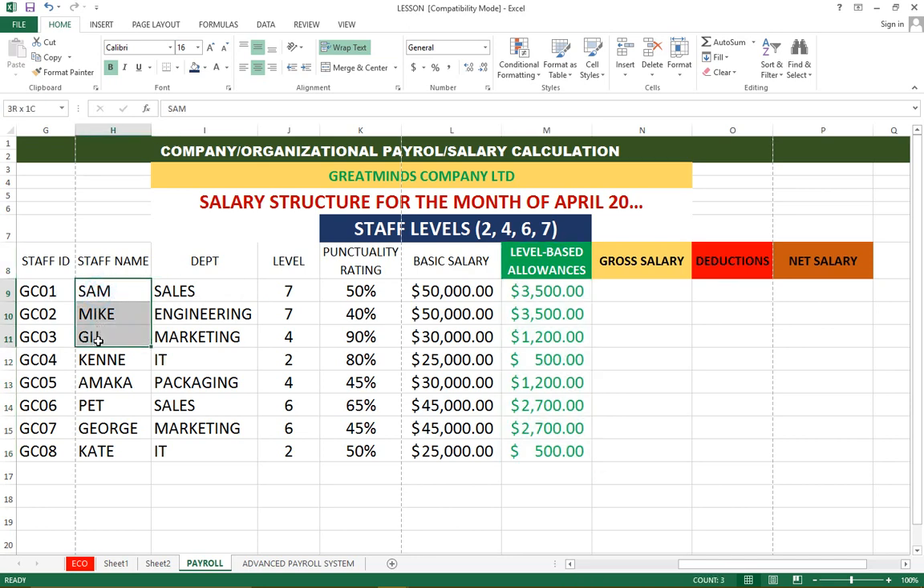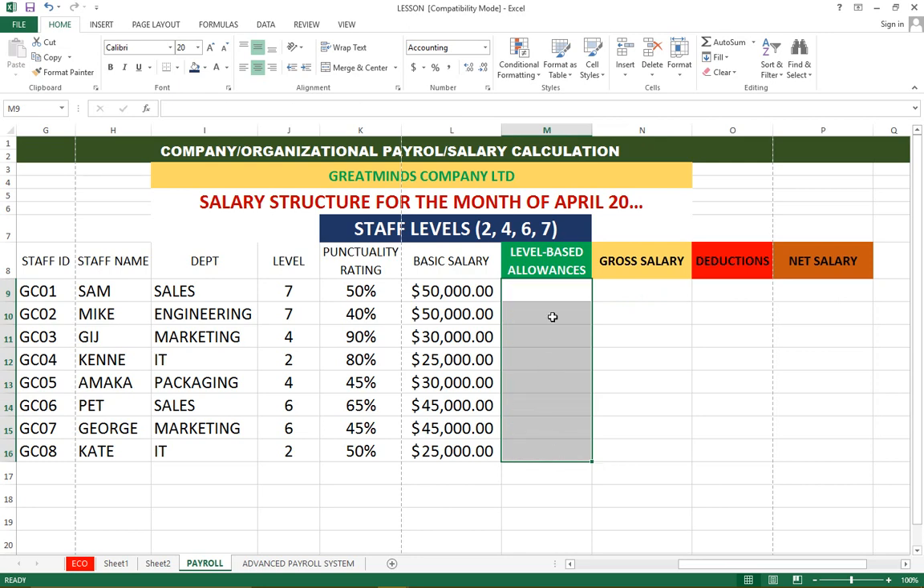Here we have 8 staff members, as you can see, and there are different departments. Then we have their different levels, level 2, 4, 6, 7, and then we'll have the punctuality rating. We're going to consider that when we are calculating the deductions. So here you have to understand this: the level of a staff member determines his or her allowances, because this is level-based allowances. Together, the level number is equally the percentage of the basic salary that the staff member is going to get.